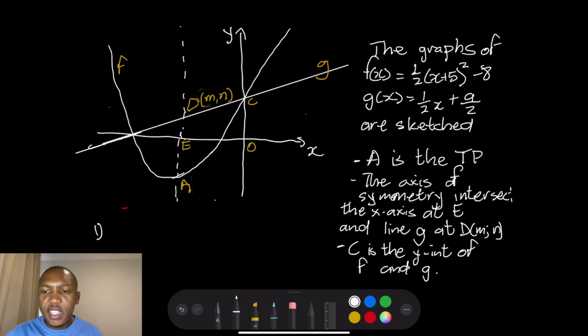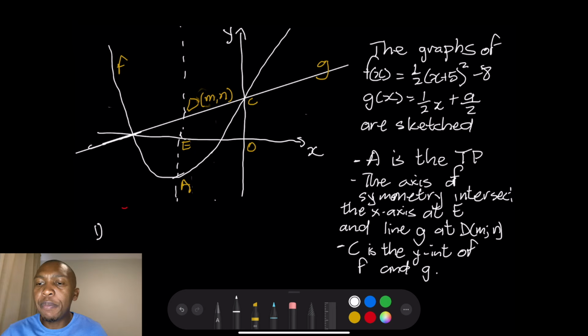All right, and this is our very last example. So what I'm going to do is talk about the questions as we go along. But first of all, I wanted to have a general discussion around this question. So they've given us two graphs. By the way, I took this from the November 2020 exam for the National Senior Certificate, the NSC.